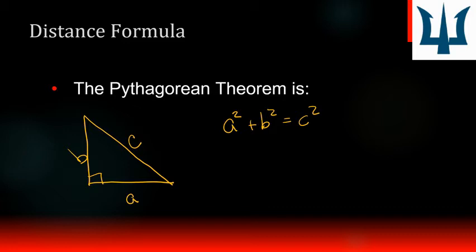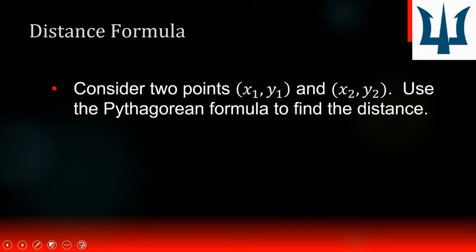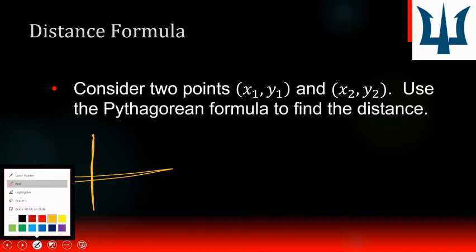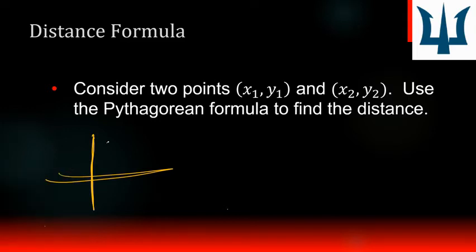So let's talk about how we can use the Pythagorean theorem to derive the distance formula. We're going to consider two points, x1, y1, and x2, y2. It doesn't matter where they are. I'm going to make a coordinate system here, and I'm just going to make two generic points. We'll call this one here x1, y1, and we'll call this point right here x2, y2.